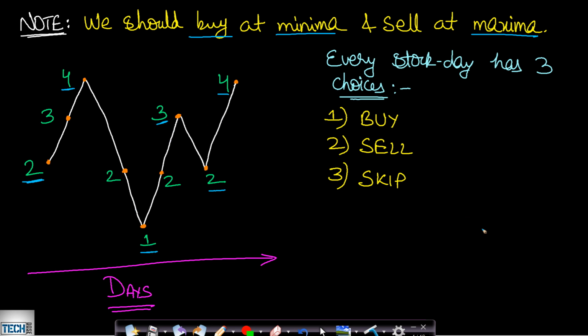If you have, let's say, only one transaction, then you will be picking the global minima and the global maxima, and if your global maxima lies to the right hand side of the global minima, then obviously you will be buying at global minima and selling at global maxima.